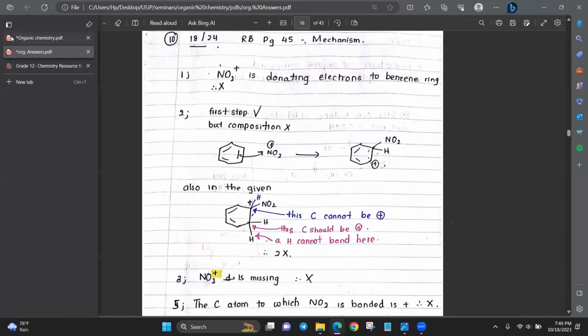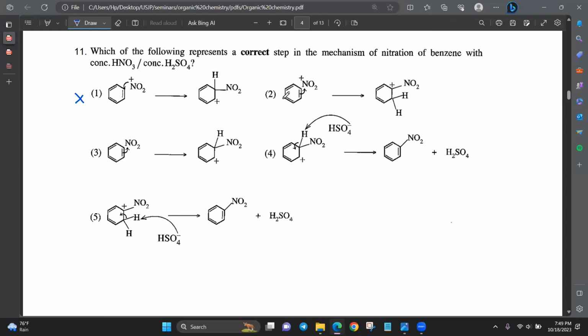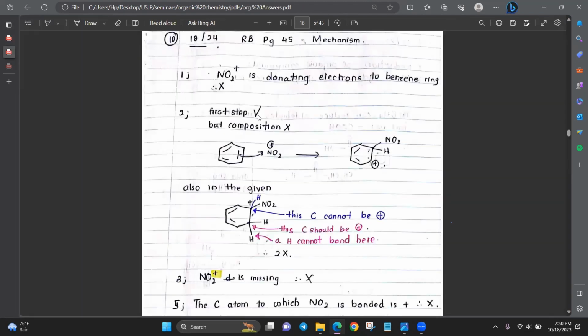So when we come to the second one, this is the step that should happen here. This bond should break and only the NO2 will join. But here NO2 is given, so it is wrong. In the second one, this step is correct. But in the next step, NO2 has joined and here the plus has come. Right, so that is wrong.